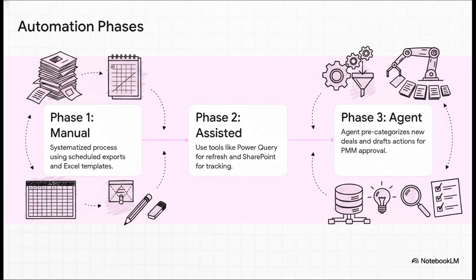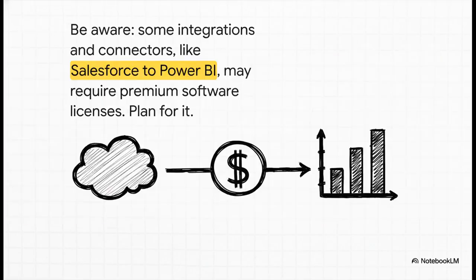Phase 1. You start out totally manual, probably in Excel or Google Sheets. Then you move to assisted, using tools like Power Query to automate the data pull. And way down the line, you could even have an agent, some sort of automation that pre-categorizes new deals for you to review.